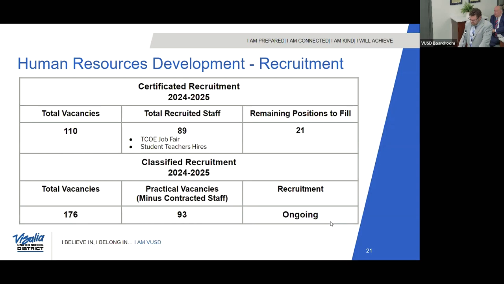So that's exciting news. In addition, for our classified recruitment, we have 176 vacancies. That's what you see there. Where it says 93 practical, what that means is that the difference there is 83 positions. That represents the contracted staff that we work with specifically for special ed positions that provide legally required IEP-related services.